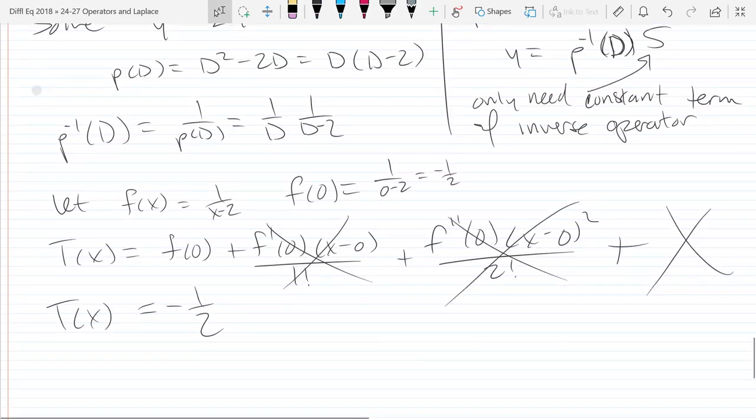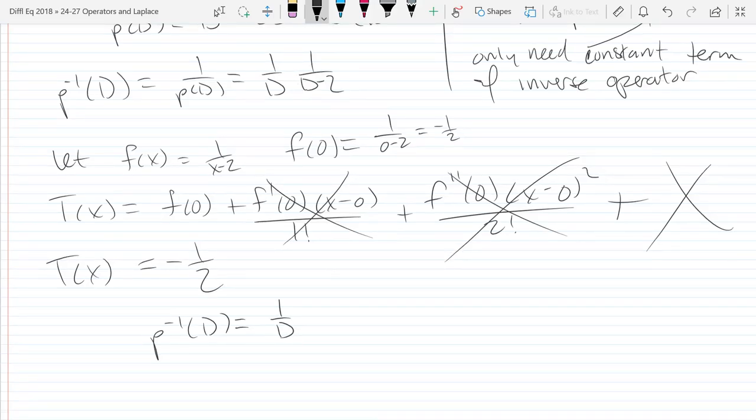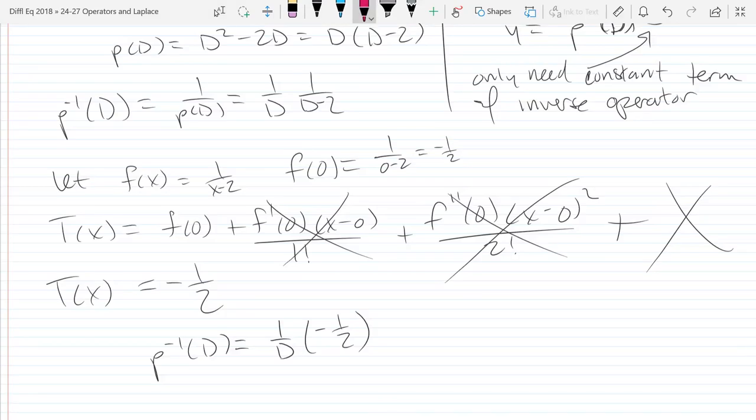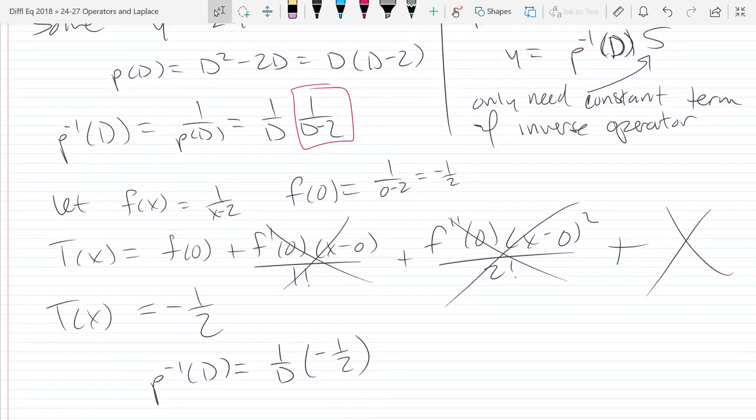All right, that is what we're going to put in for 1 over D minus 2. Obviously, there's no x term to replace with D, so it's actually super easy. So P inverse D is going to be 1 over D times negative 1 half. So all we did was invert that 1 over D minus 2 right there. And I only need the constant term because I had a constant on the right side. If I had like 5x, I would get the first two terms in there. And if I had 5x squared, I would get the first three terms in there, just like we did on the previous problem.